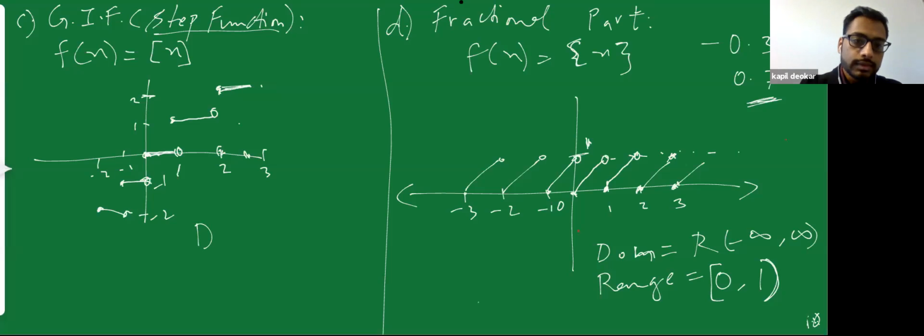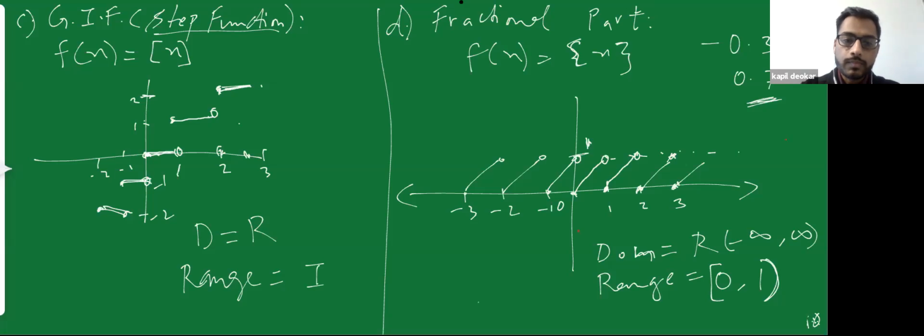And similarly, domain of this, you can put all your real numbers. So domain is all the real numbers, or minus infinity to infinity. And your range is, you can get 0 as your answer, 1 as your answer, 2 as your answer, minus 1 as your answer, or minus 2 as your answer. So what are these? These are your integers. So you can get any integer as your answer.